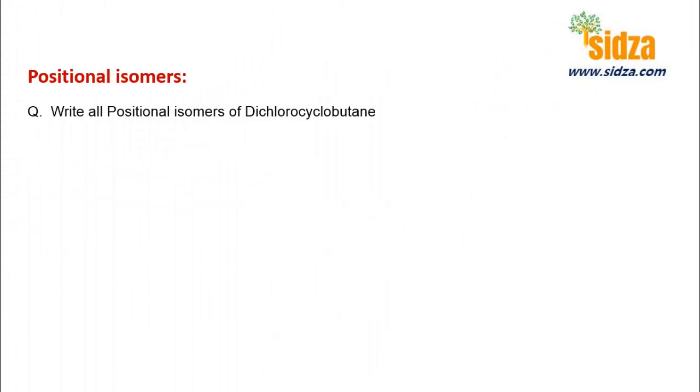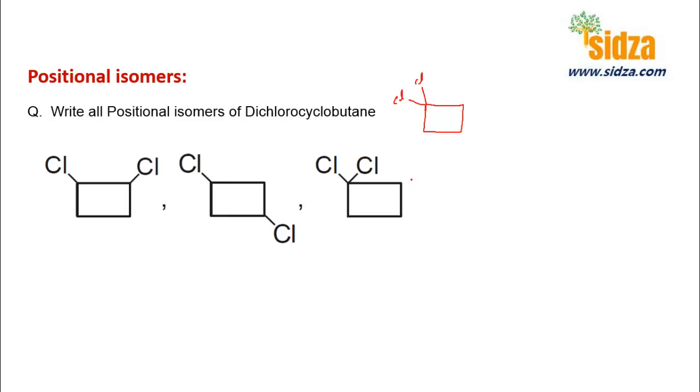Now what are the positional isomers of dichlorobutane? Again, cyclobutane is like this, a cyclic structure, and with 2 chlorine atoms their positions can be different. Correct? You can have the 2 chlorine atoms either at the same position, at adjacent positions, or at opposite positions. So you can have 3 positional isomers for the dichlorocyclobutane. Either the 2 chlorine atoms will be on the same carbon, or on 2 adjacent carbons, or on the opposite 2. Alright.